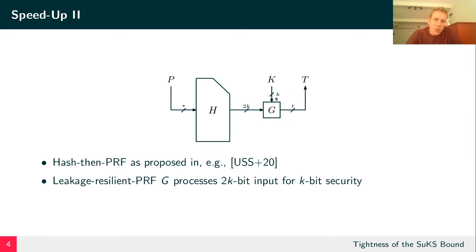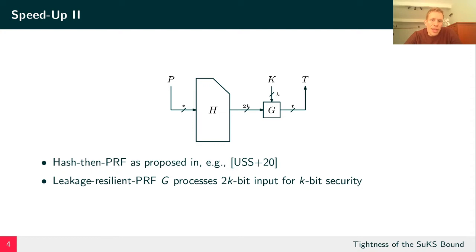And why do we need 2k here? Because we aim for k bit security. And a hash function allows for collisions. So if the attacker now makes 2 to the power k evaluations, it likely finds a collision here. But if you take only a k bit state here, it only needs to make 2 to the k over 2 evaluations to find a collision.